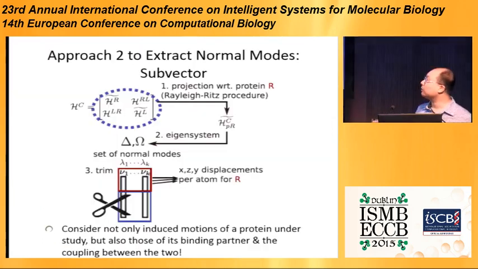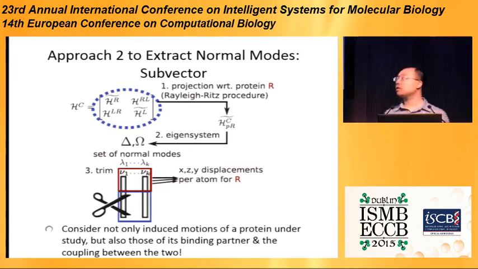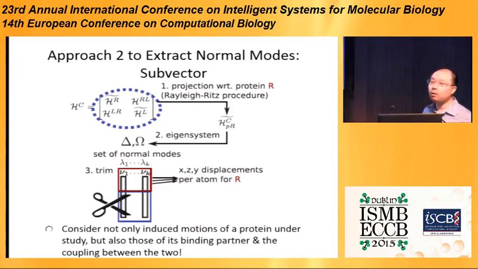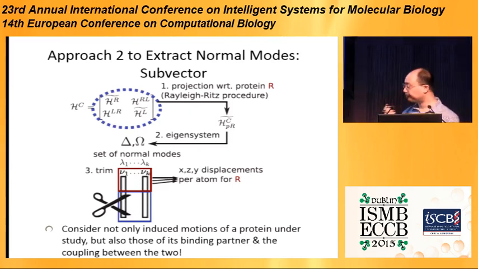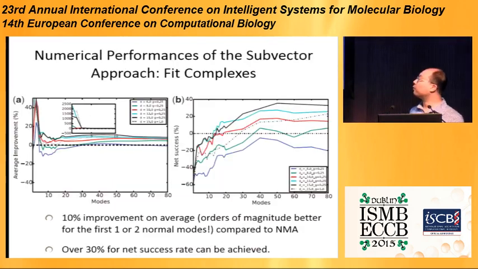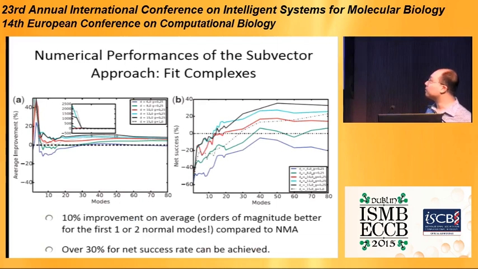Let's go back to the Hessian matrix. What we used was just the coupling, the induced motion of the receptor or the ligand, but we sort of disregarded the induced motions of its binding partner as well as the coupling between the two sets of motions. So why don't we just use the whole complex-derived normal modes and see how it performs? So this is the new performance. Apparently, the results are much, much better, many curves above 0, and the net success rate can be even more than 30%.